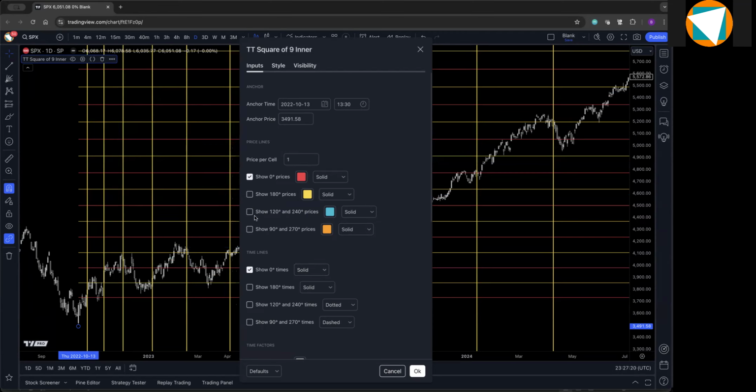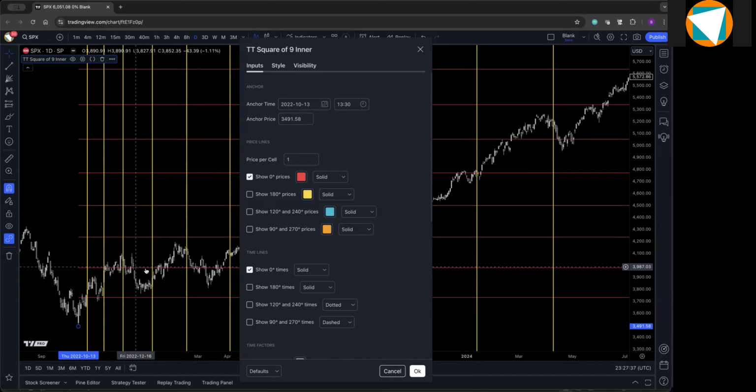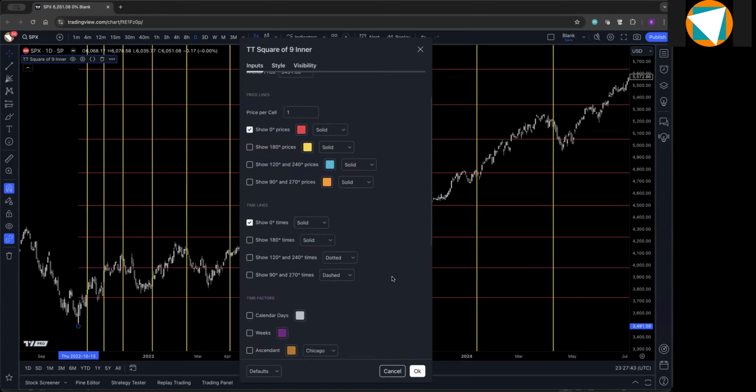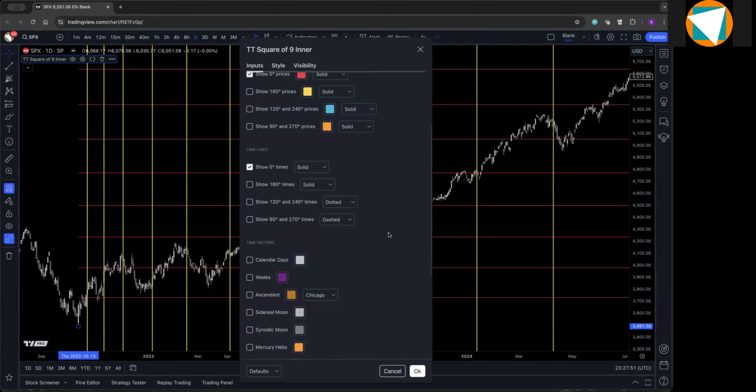And yeah, so that is what the red price lines are, and that's how they're calculated. They're calculated as full cycles around the square of nine. But then there's another section here called timelines, and the timelines are showing something similar, right? And we're counting 0-degree times around the square of nine as well.